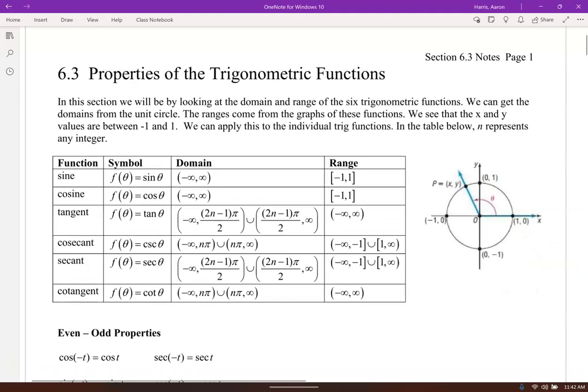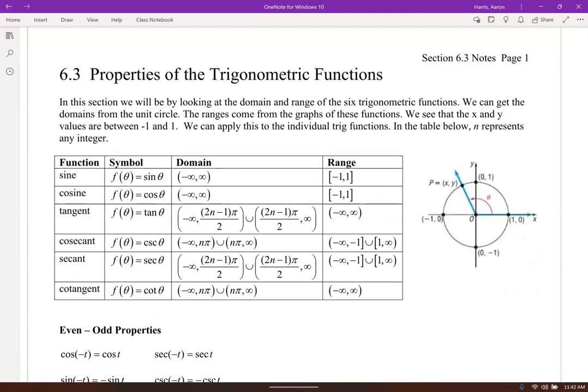Welcome back, you guys, to your favorite trig course. We're going to take a look at properties of trig functions. We're going to think about the domain and range right now. We'll get into a lot more of the domain and range when we do the visuals of these trig functions, so I'm going to ask you to be patient on that, but we can get the domains from the unit circle.